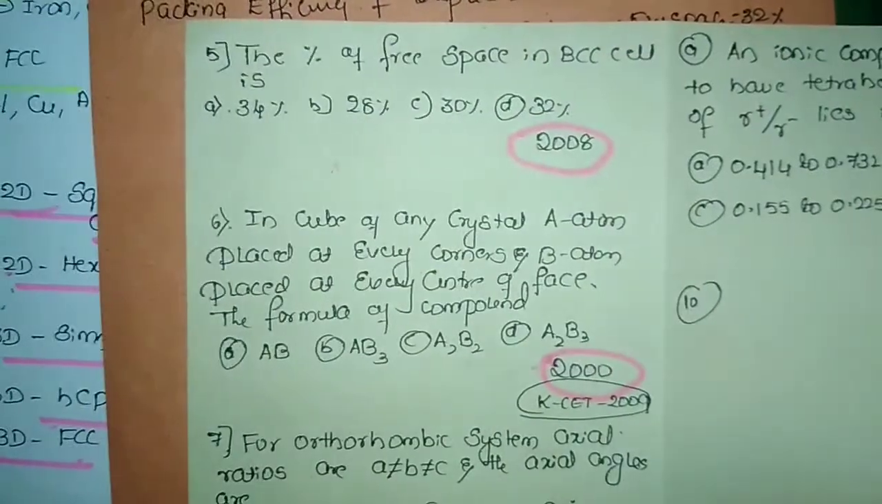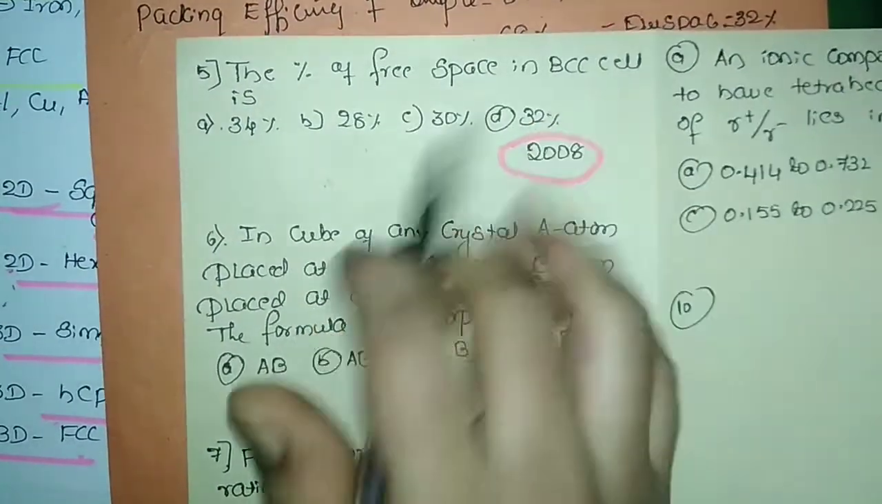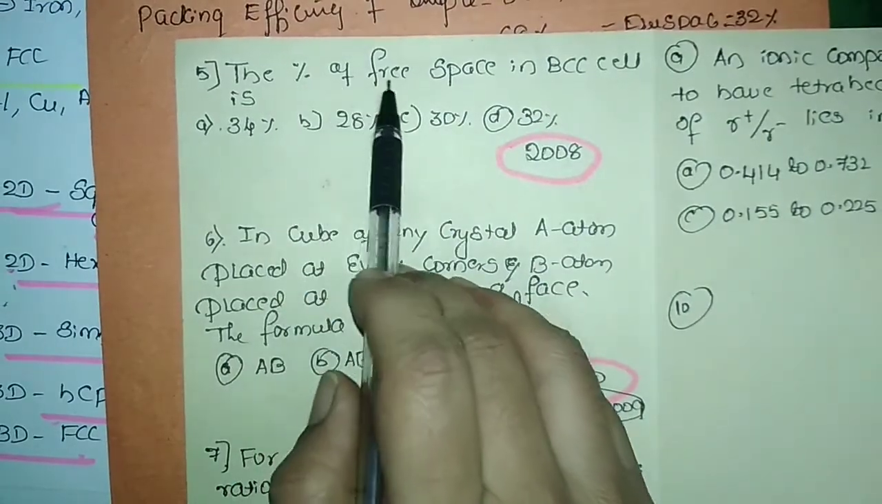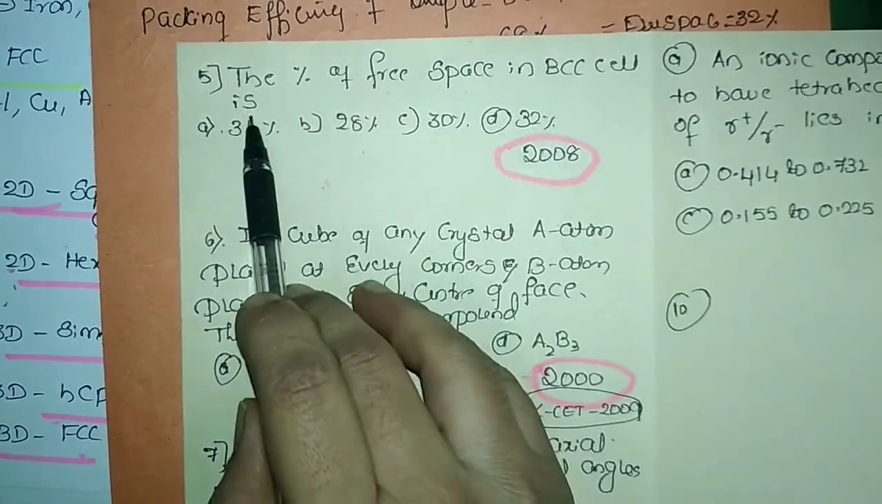Similarly, we have a very simple question here: the percentage of free space in a BCC cell is.